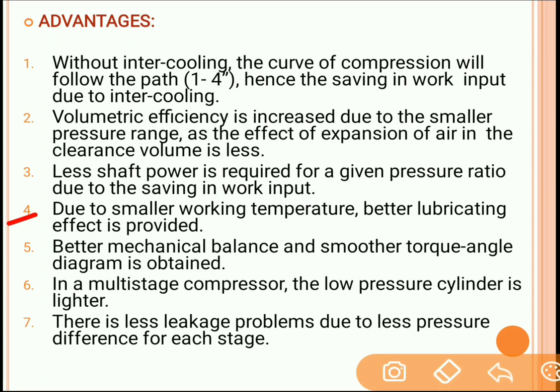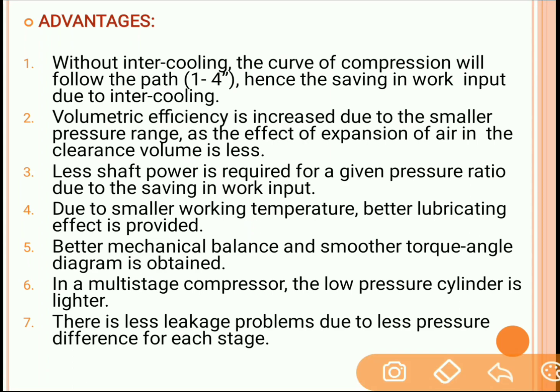Fourth point, due to small working temperature, better lubricating effect is possible. With the help of the intercooler, we can reduce the temperature between two compressors. So we are operating the compressor at a small temperature, and as the temperature is smaller, a better lubrication effect can be provided. Fifth point, better mechanical balance and smooth torque angle diagram is obtained. In the case of a single acting reciprocating compressor, it is possible to obtain the mechanical balance.